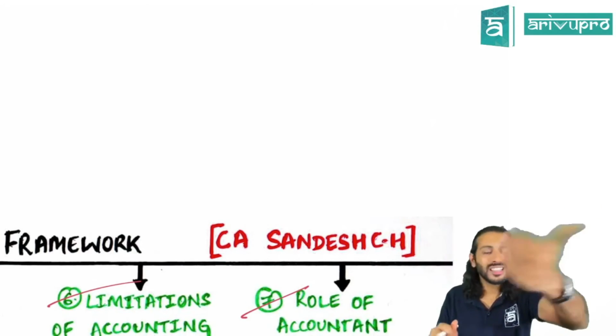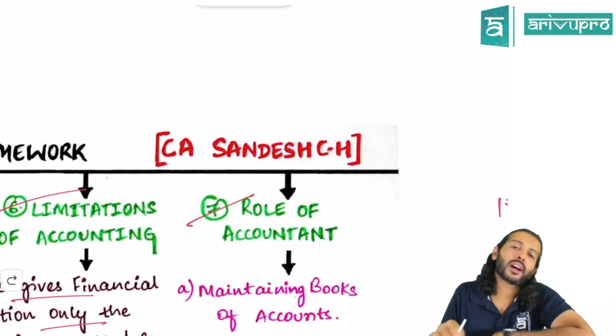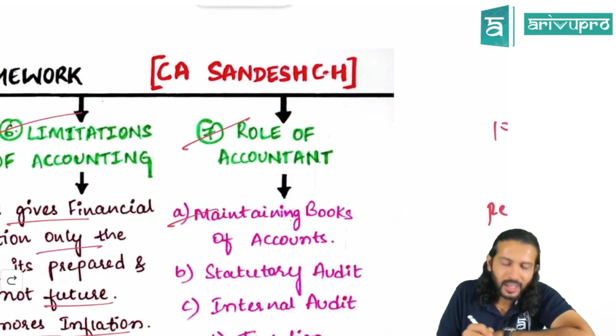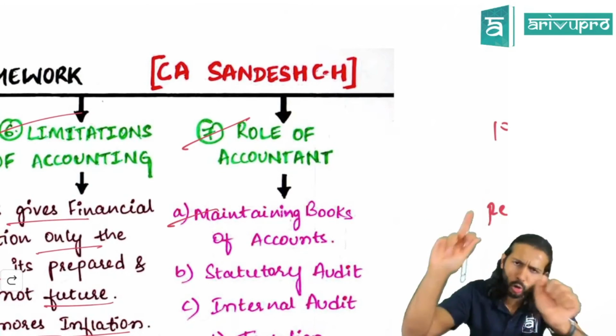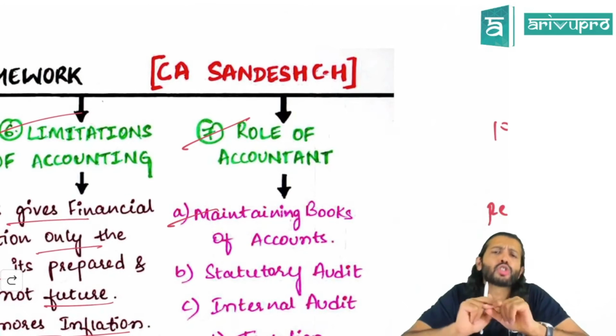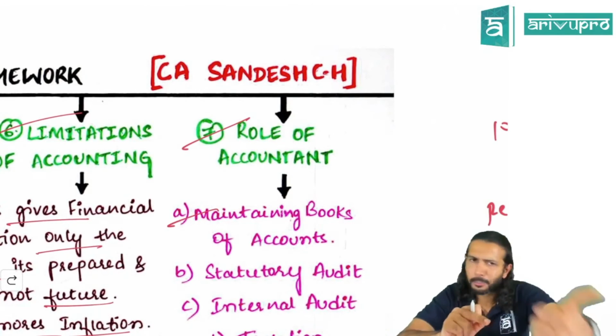All right. So these are some roles of the accountant. One, he can help the company in maintaining the books. Accounting, he can give a service in accounting domain only. How the books should be maintained. So he can help the company there.